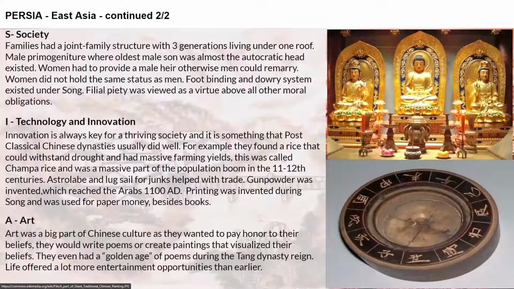I for technology and innovation. Innovation is always key for a thriving society and is something the post-classical Chinese dynasties usually did well. For example, they found rice that could withstand drought and had massive farming yields. This was called Champa rice and was a massive part of the population boom in the 11th to 12th century. The astrolabe and lug sail for junks helped with trade. Gunpowder was invented, which reached the Arabs in 1100 AD. Printing was invented during the Song when it was used for paper money besides books.